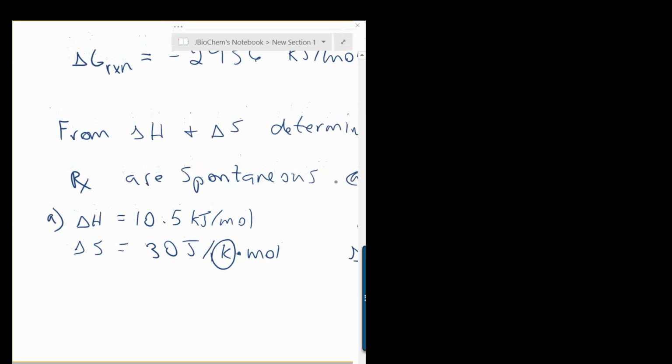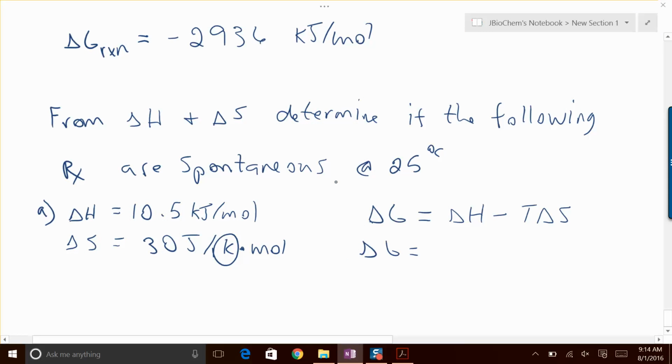Regardless, we always have to convert our Celsius to Kelvin with these problems. Yes, you do.